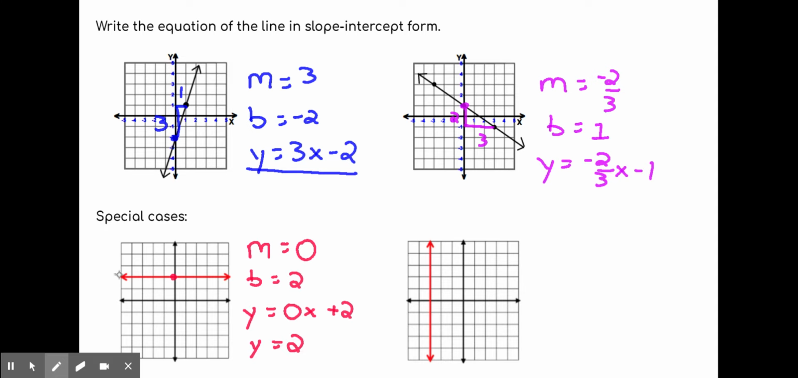Remember, a horizontal line is a special case. The y coordinate of every point on that line is 2, so we say y is 2. Okay, this is a vertical line. We cannot write a vertical line in slope-intercept form. Vertical lines are weird because they have undefined slope, right? Vertical lines always have the form x equals something. We look at this line. What's the x value, the x coordinate of everything on this line? It is -3. So this is the line x equals -3.